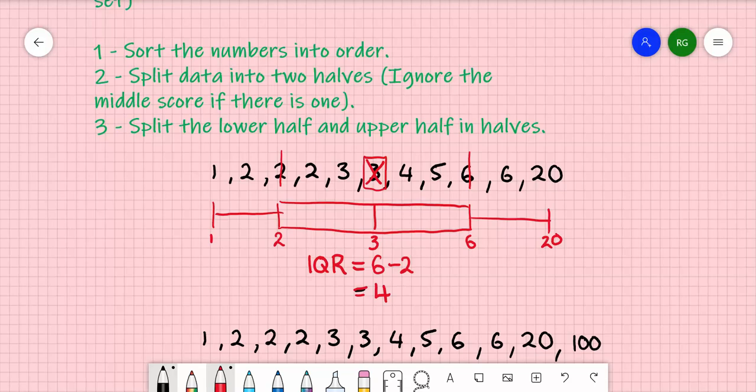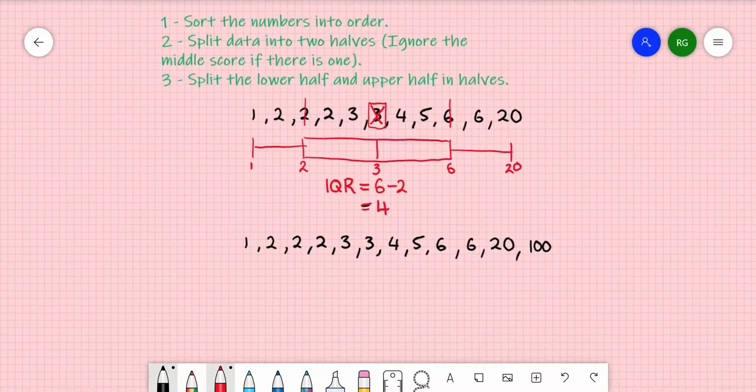Let's have a look at another set of data. Same numbers, except in this case, I've added in a number, 100, a bit like in that last lesson. So same deal, sort the numbers into order. Okay, that's done. Number 2, split the data into 2 halves. Ignore the middle number. Now, I believe that is the half mark. I'll just double check. 6 numbers on the left, 6 numbers on the right. Because I added a number, we have an even number. So there is no middle number per se.